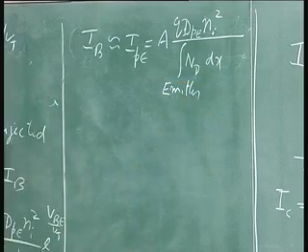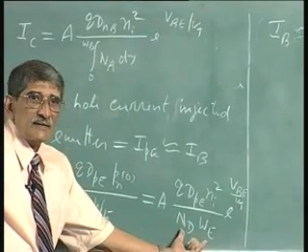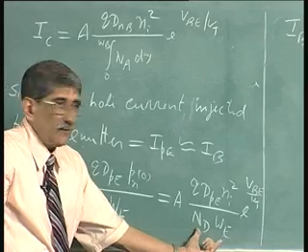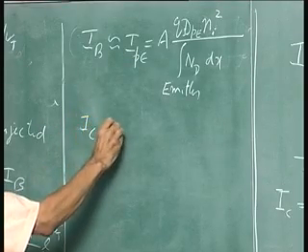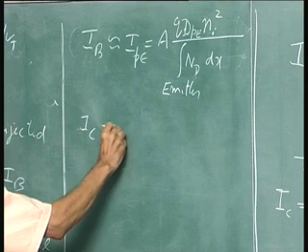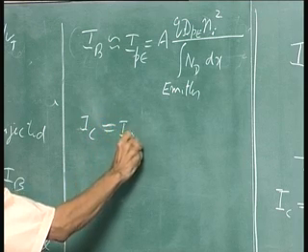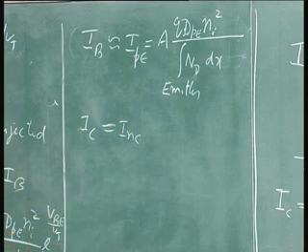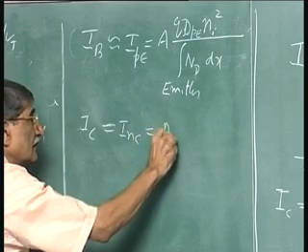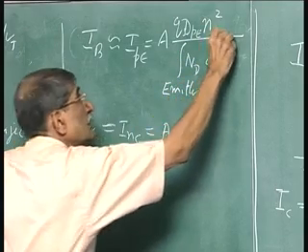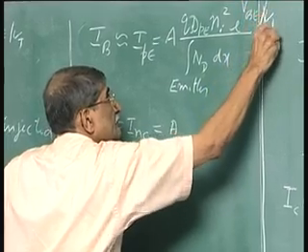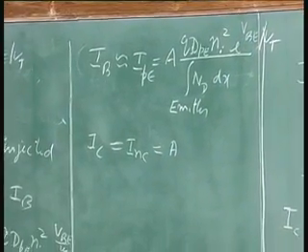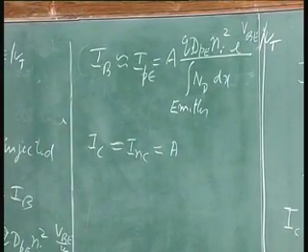That is actually this quantity, total integrated doping concentration. So, IC is approximately equal to INC, which is equal to INE, area into e to the power VBE by VT.